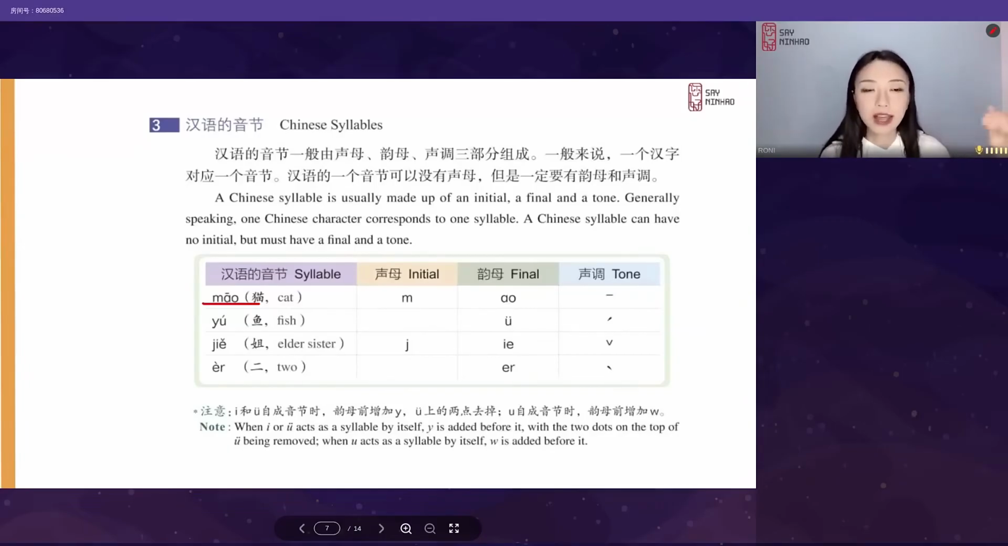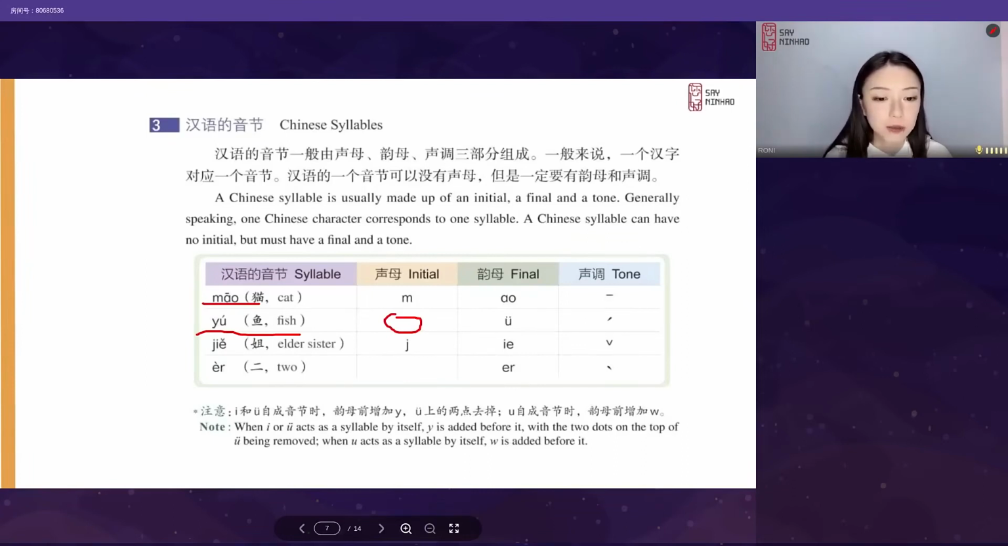Mo, Ao, Mao, and the tone is the first tone. Mao, which means cat. Now, the second one is yu. We can see the initial part is empty here, which means it doesn't have an initial.